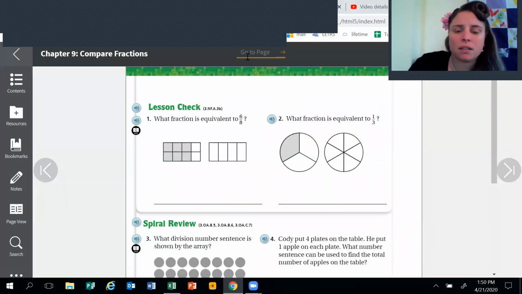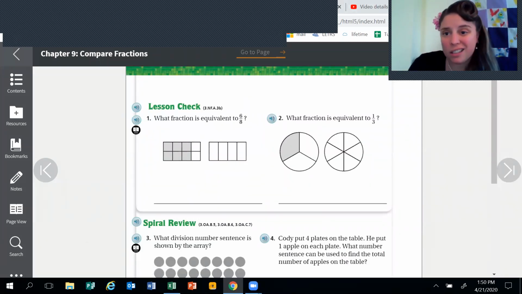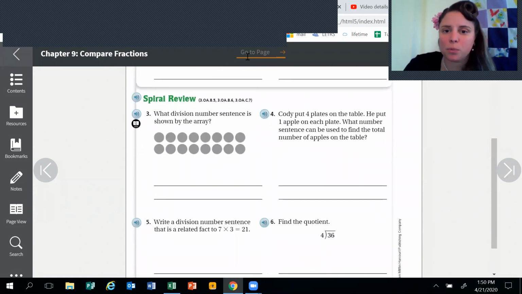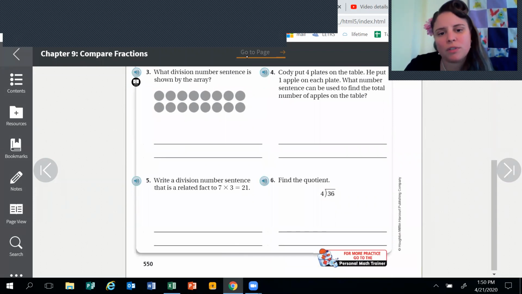All right, and the next page is a little bit of a quiz. So we've already done this. You are doing the same thing we've been doing. We have to find the equivalent fraction to 6/8. And over here, we have to find the equivalent fraction to 1/3. And they already drew the pictures for you, so you just got to shade it in and then write the fraction that you shaded. On the bottom, you have some review with division and multiplication and more division. You guys got this. Bunch of review.